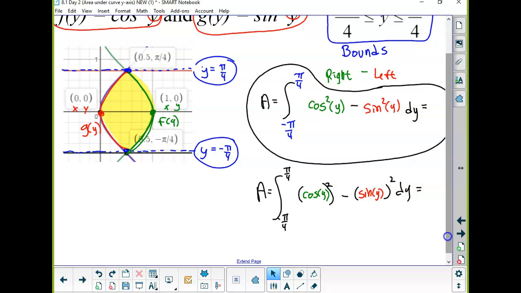So go ahead and give that a shot. See what you get. And since we're dealing with trig functions, you do have to be in radian mode.